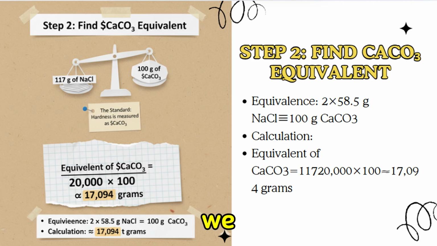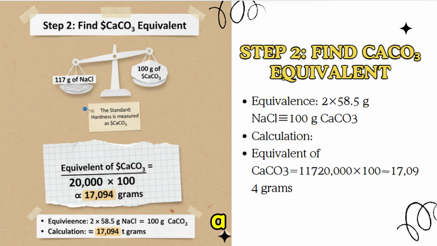Step 2. Find the calcium carbonate equivalent of this NaCl. In water chemistry, we measure hardness in terms of a standard compound, calcium carbonate, or CaCO3. We need to figure out how much hardness is equivalent to those 20,000 grams of NaCl. From chemistry, we know that 2 moles of NaCl are chemically equivalent to 1 mole of CaCO3. The molar mass of NaCl is 58.5 grams per mole, and for CaCO3, it's 100 grams per mole. So, 2 times 58.5, or 117 grams of NaCl, is equivalent to 100 grams of CaCO3.